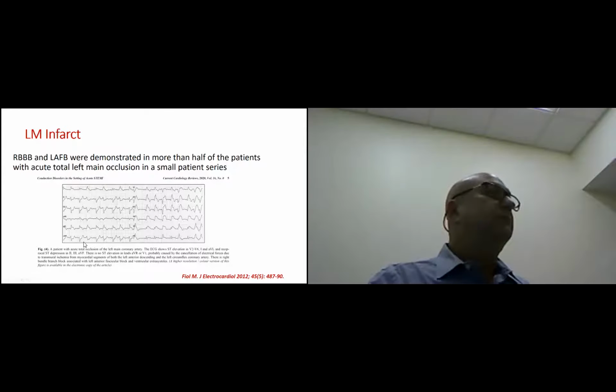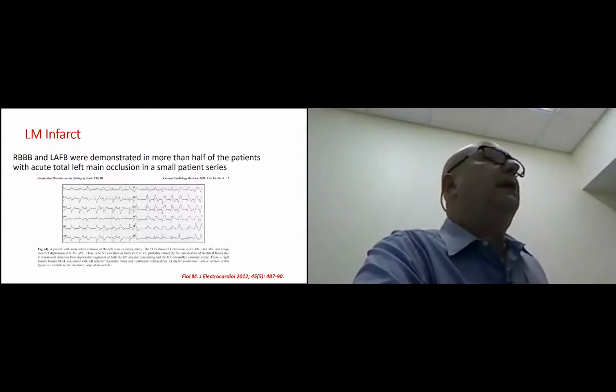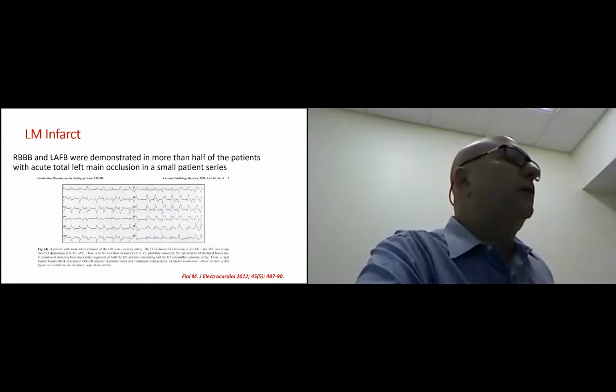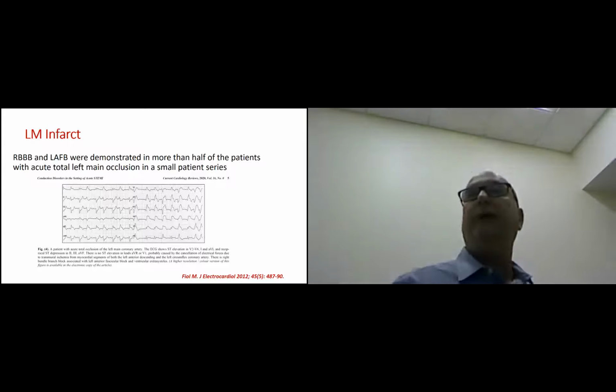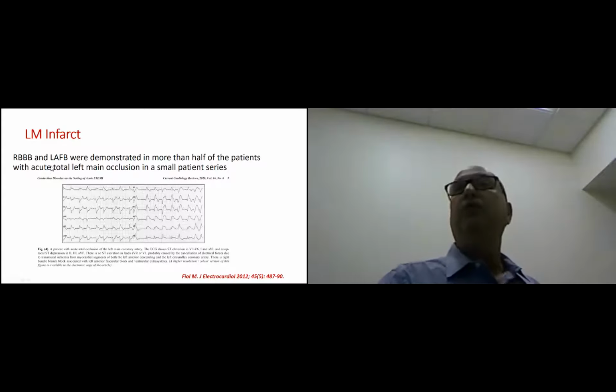Left main infarct can also cause a right bundle branch block with left anterior hemiblock. This is an ECG sample from Miguel Fiol from Palma de Mallorca, who described a patient that had right bundle, left anterior, a lot of PVCs, ST segment elevation in the anterior leads due to left main acute occlusion.